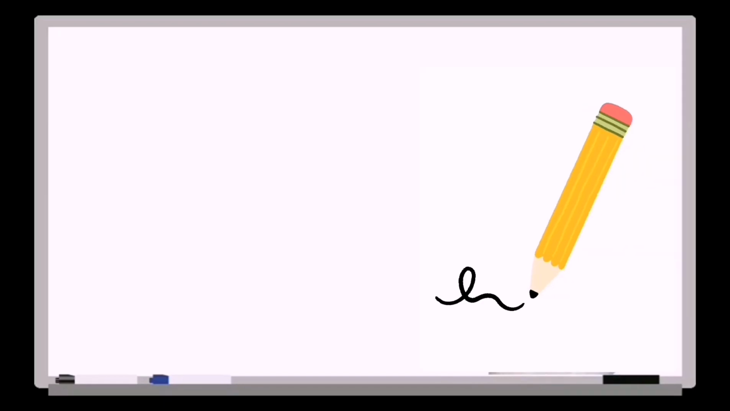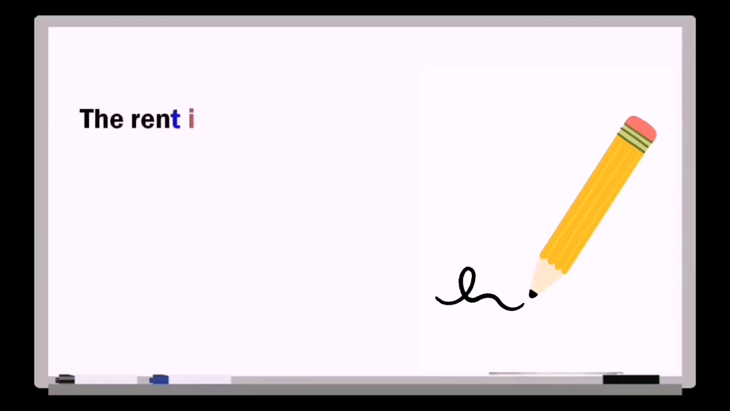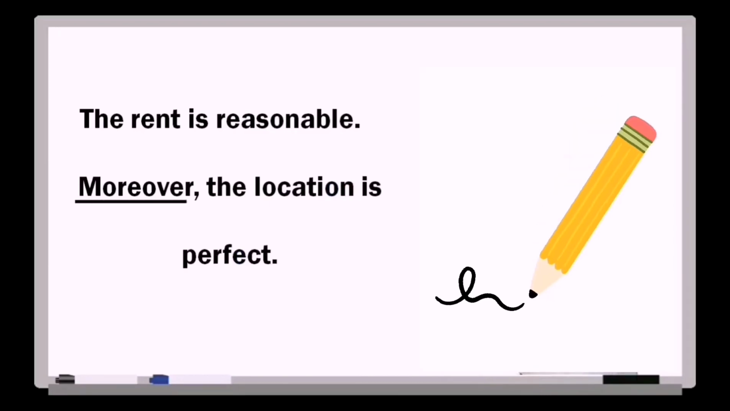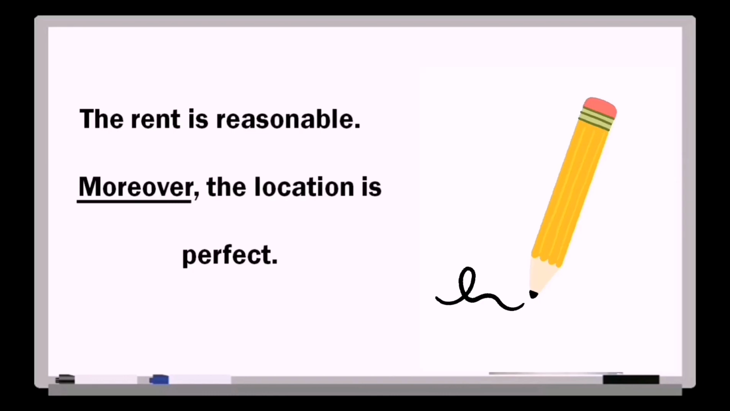Now let's have our fifth sentence. The rent is reasonable. Moreover, the location is perfect. In our example, we use moreover to show that the second sentence is an additional information based on the first sentence.